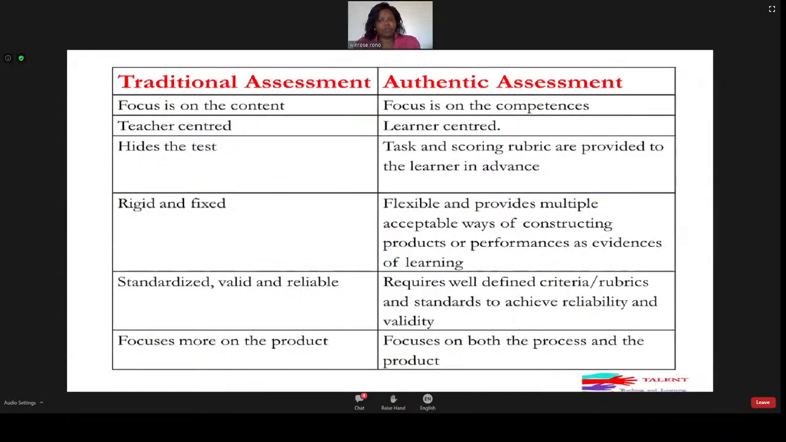Authentic assessment also focuses basically on competences as opposed to content, which is in the traditional assessment. And competency assessment also focuses on tasks and scoring rubric that are presented to learners in advance. And authentic assessment is also flexible as opposed to traditional assessment, which is rigid and fixed. And authentic assessment also focuses on both the process and the product, while traditional assessment focuses more on the product.